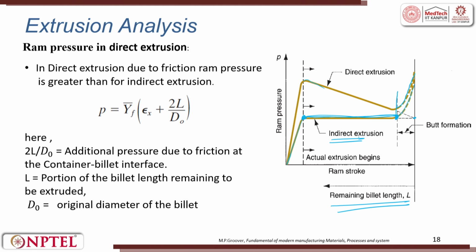So, indirect extrusion is always preferred as compared to direct extrusion, because you can operate it at a lower ram pressure. In direct extrusion, due to the friction, ram pressure is greater than in indirect extrusion. So, P is found out by this formula. So, 2L by D naught is the additional pressure due to friction at the container and billet interface. L is the length remaining to be extruded. D naught is the original diameter. Through this, we try to find out the ram pressure for direct extrusion.